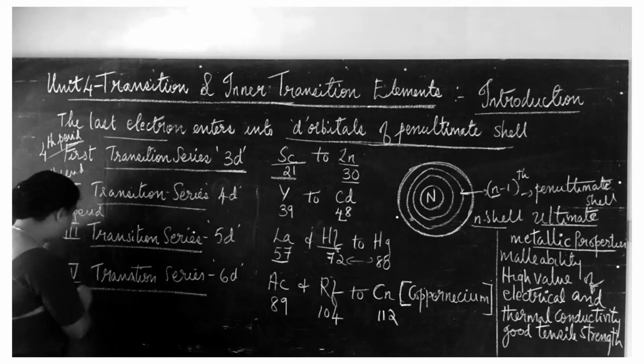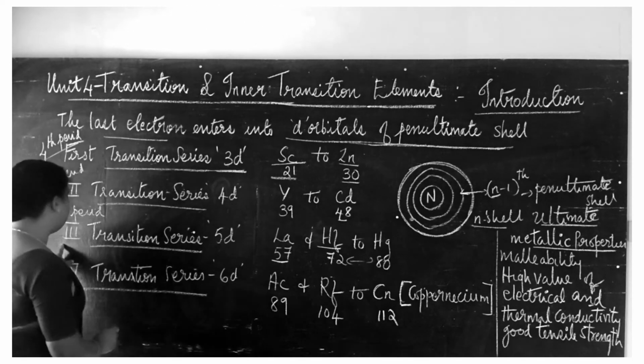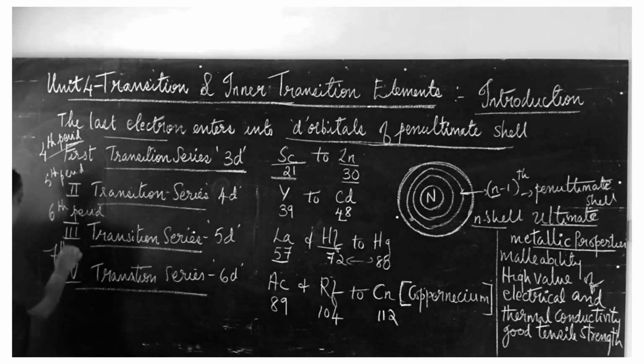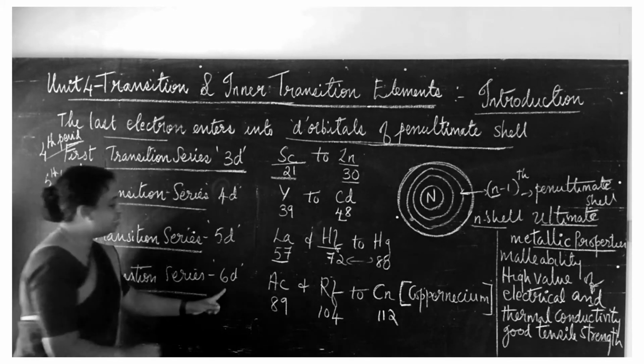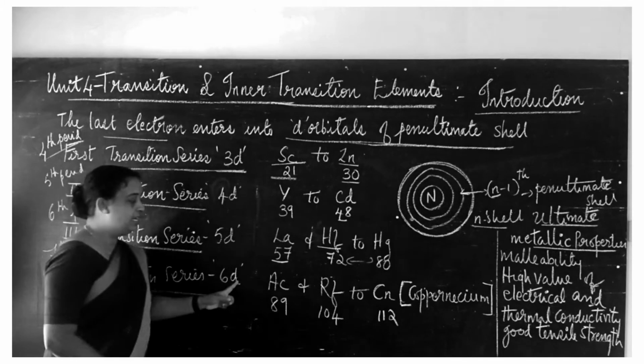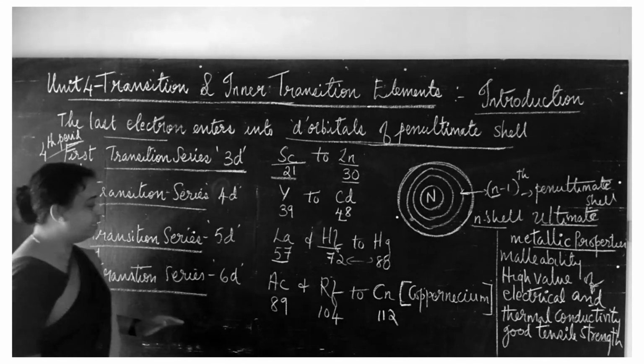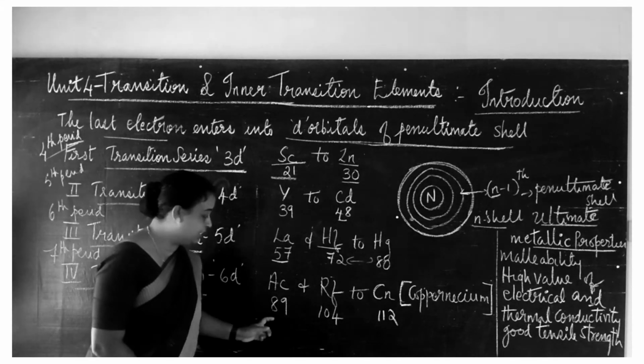Then next comes the fourth transition series. The fourth transition series comes in the 7th period. So 7 minus 1 gives you 6, so the series name is 6D series. The 6D series elements start from actinium, 89.